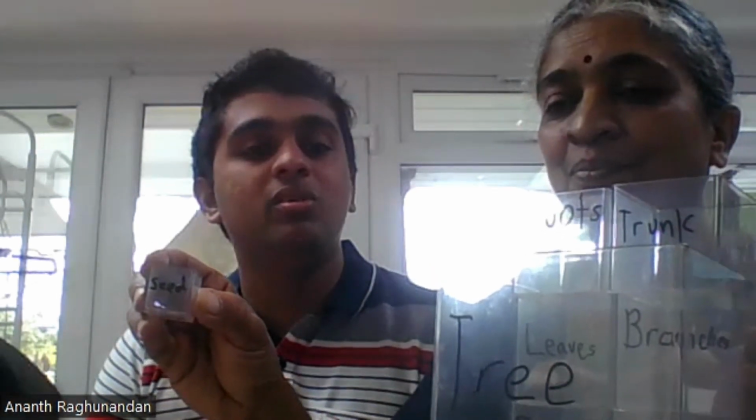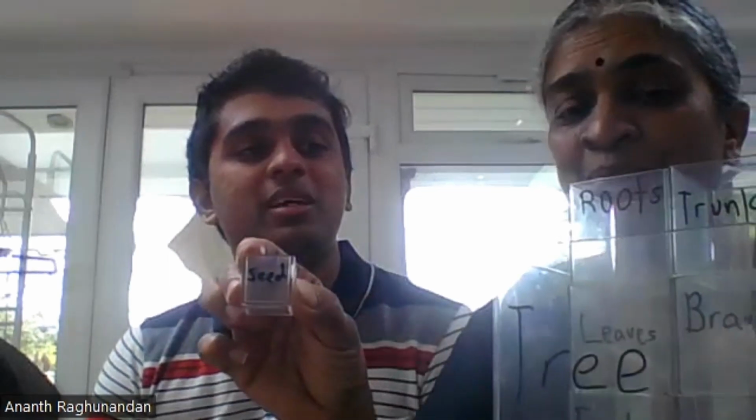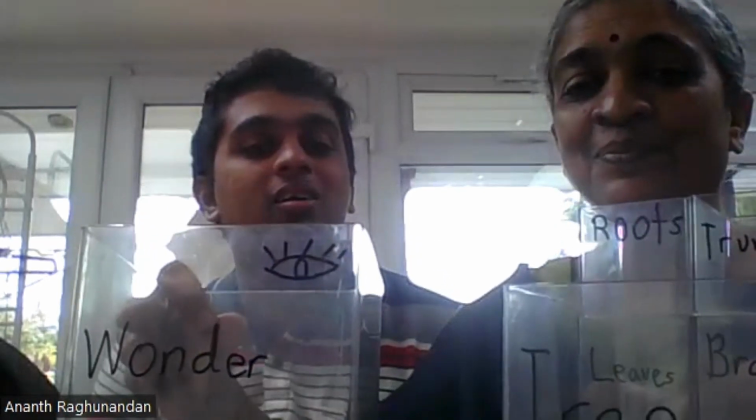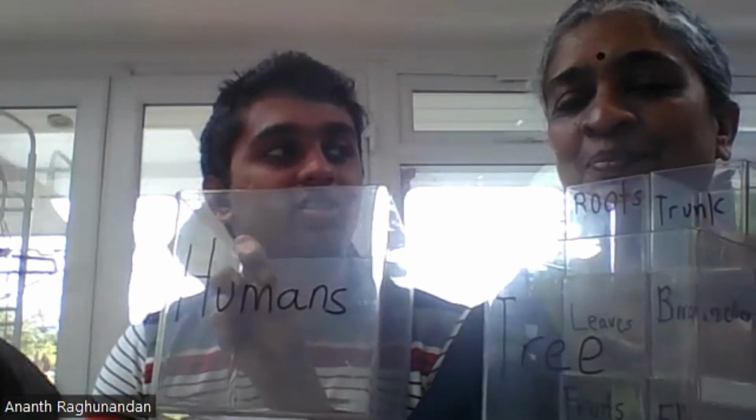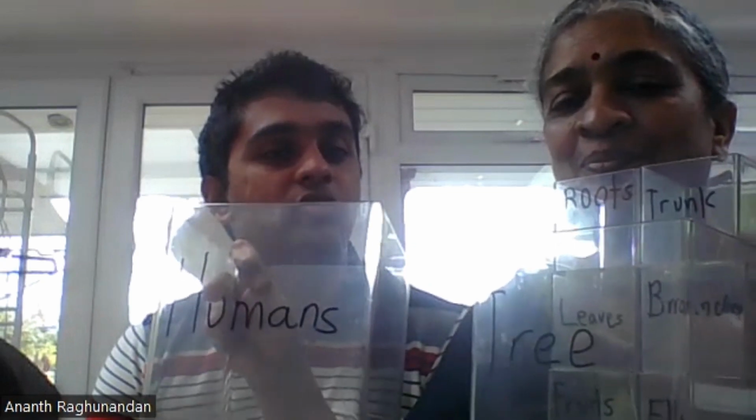We were talking about a miracle of how a tiny seed became a large tree. We wonder how seeds can become large trees. Humans can get oxygen from trees. Trees can give fruits to humans. And I talked about trees with think blocks.